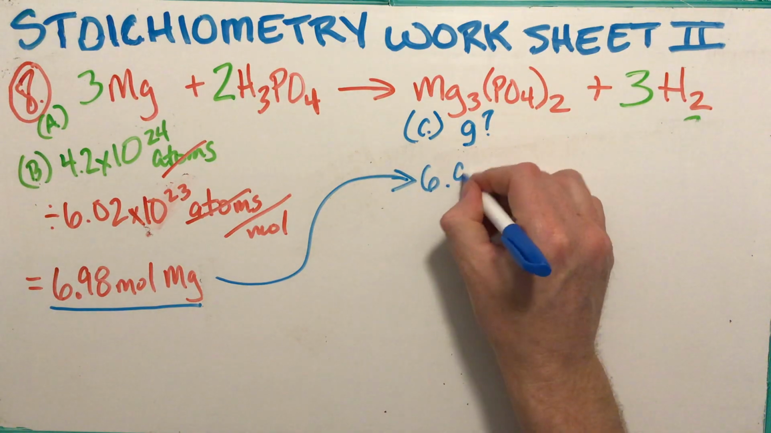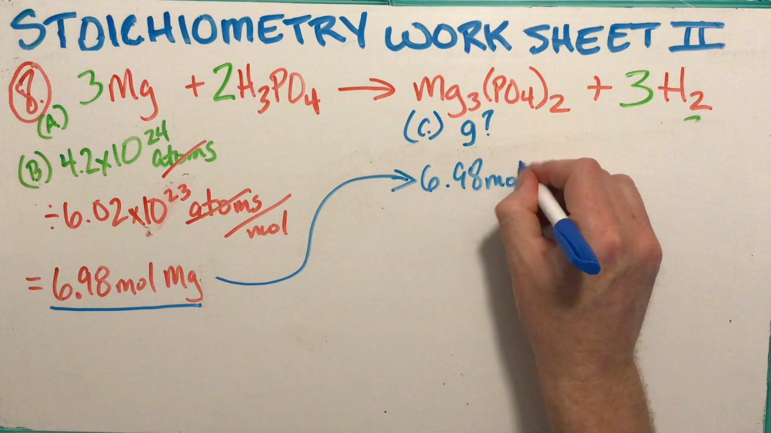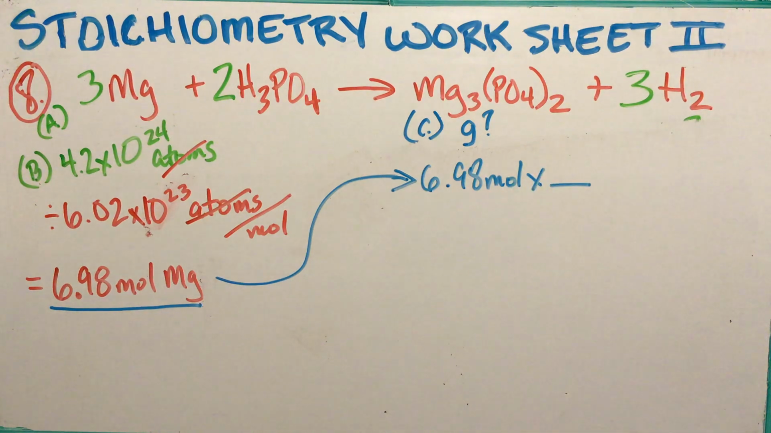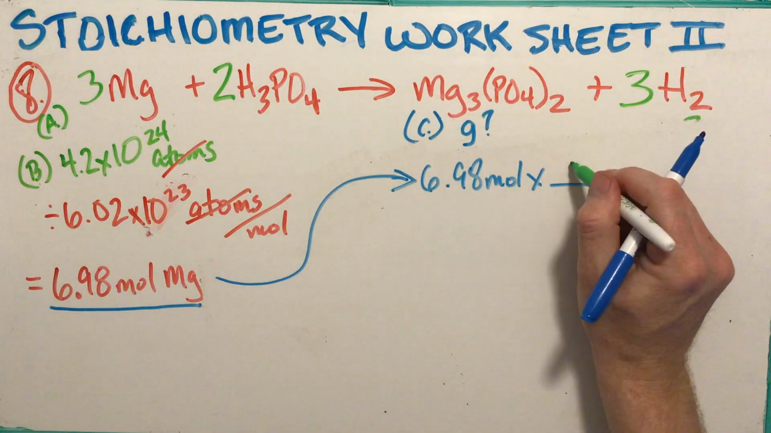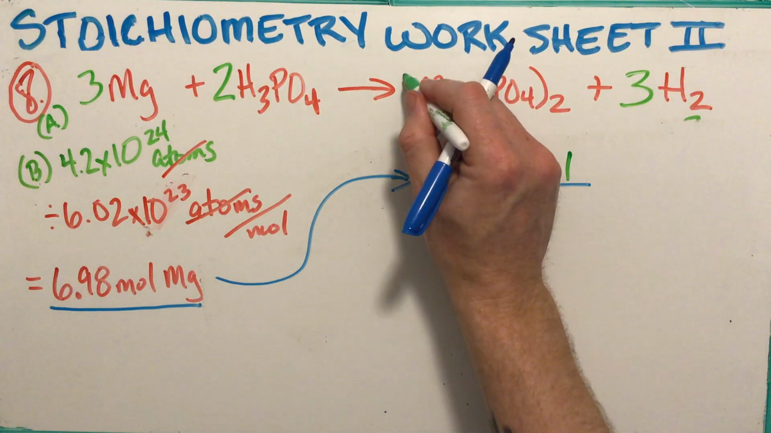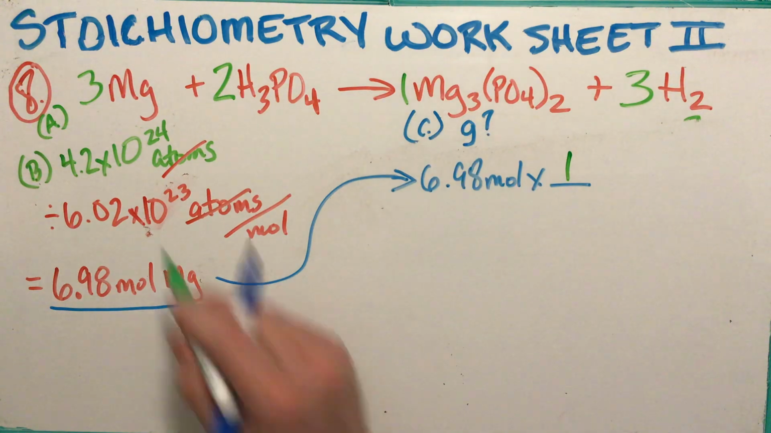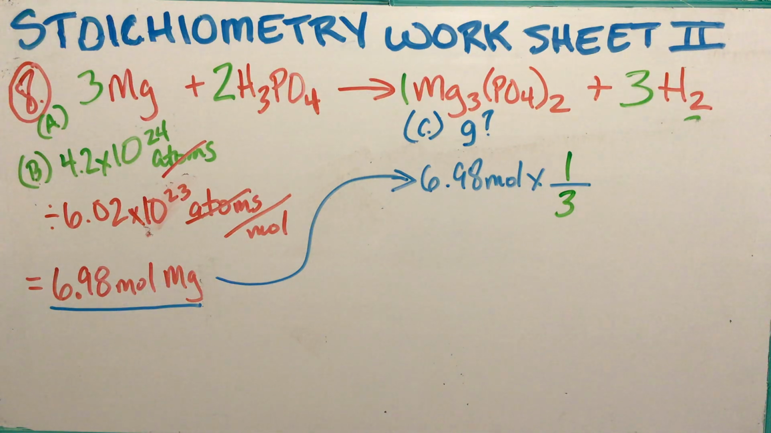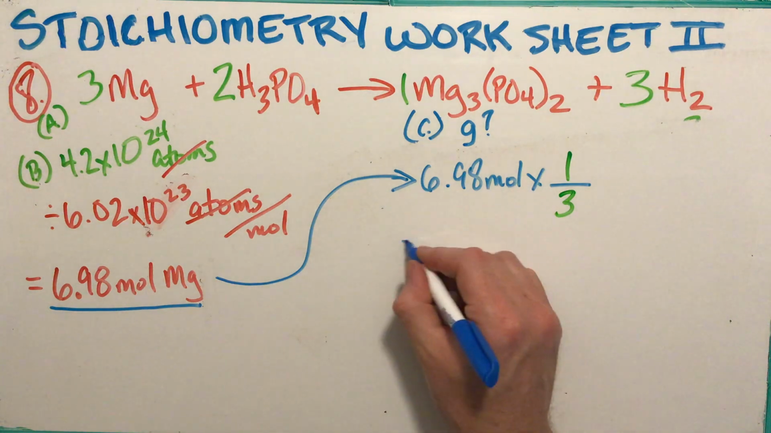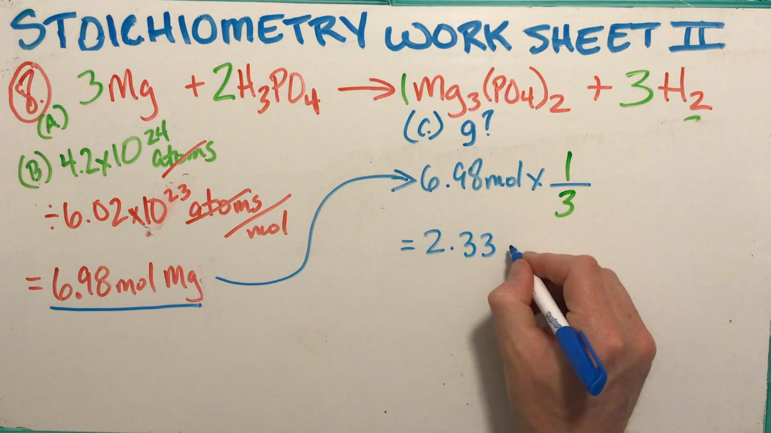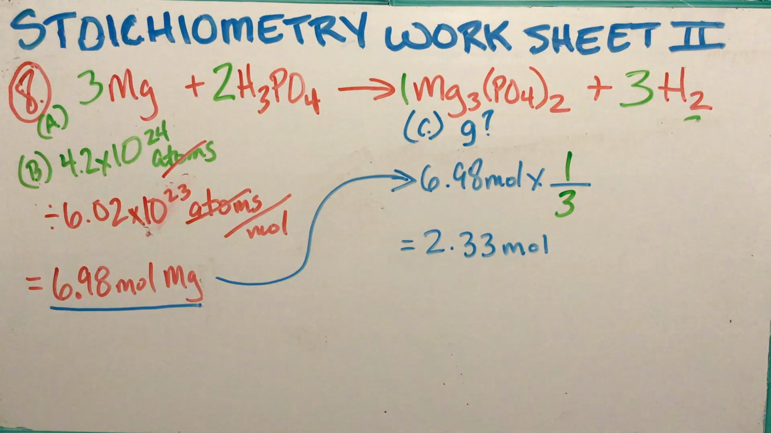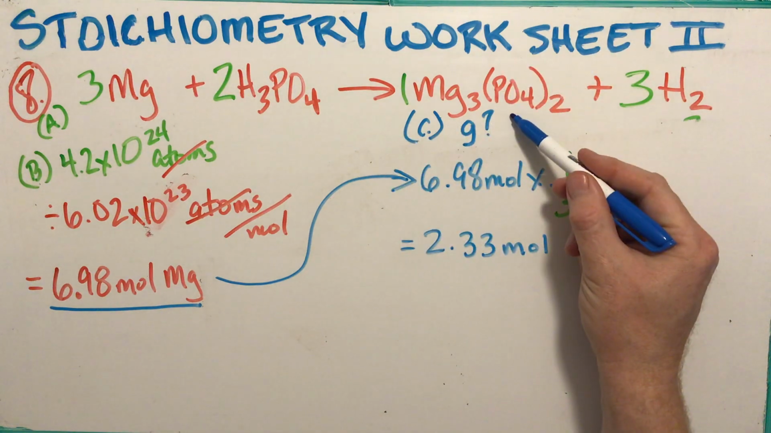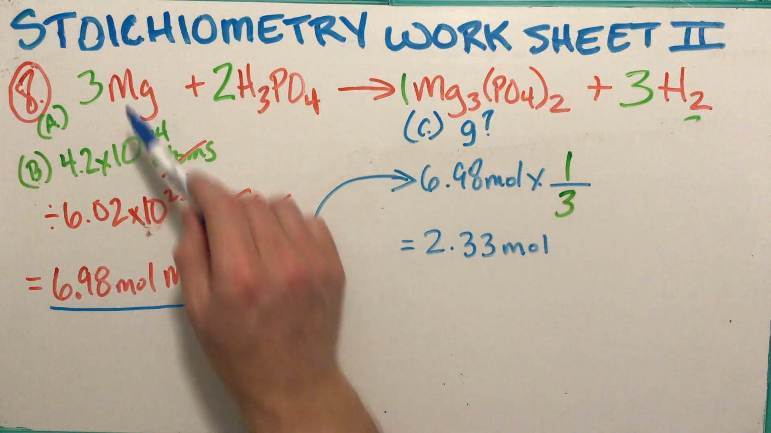It's going to be 6.98 moles times my mole ratio. My mole ratio in this case is going to be a 1. The head of the arrow is where there's a 1. I can't see it, but I'll draw it in, a 1 there. And the heel of the arrow is there, head over heels, 1 over 3. And that's going to make that into 2.33 moles of the magnesium phosphate. Remember, everything in this column refers to this. Everything in here refers to that, right?